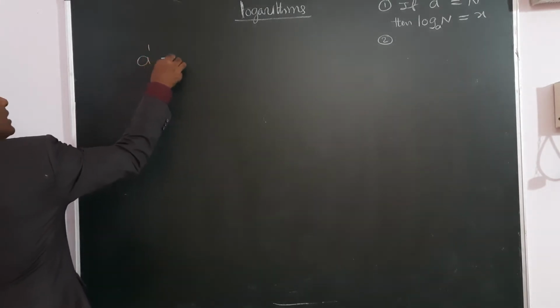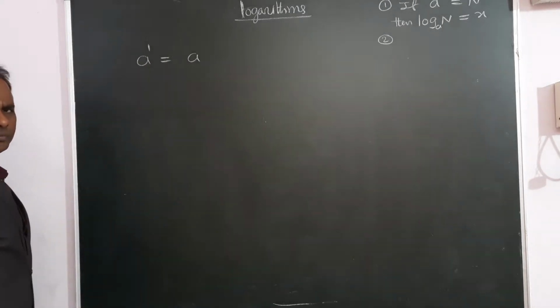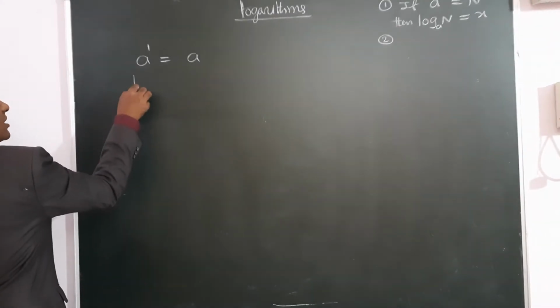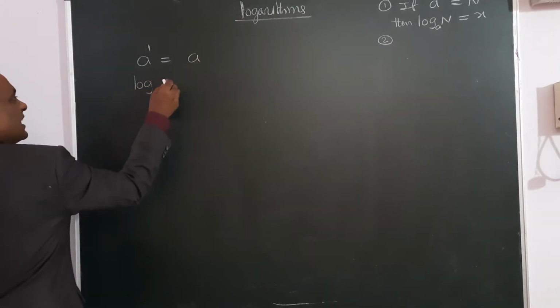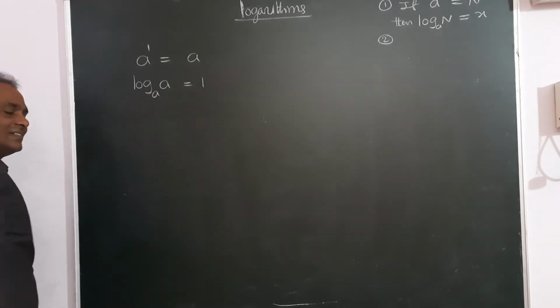Now, a power 1 is equal to a, you know. A power 1 means a only. Then write in the logarithmic form: log a to base a is equal to 1.